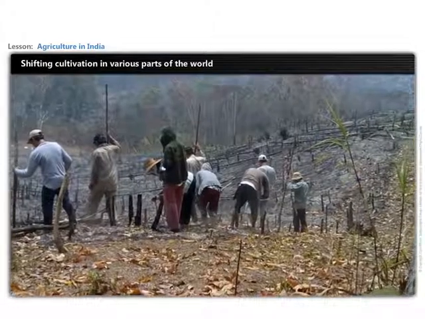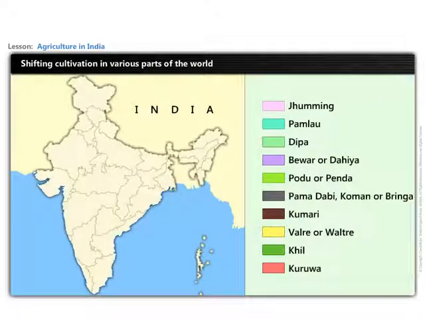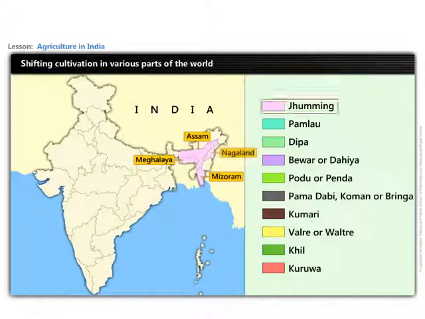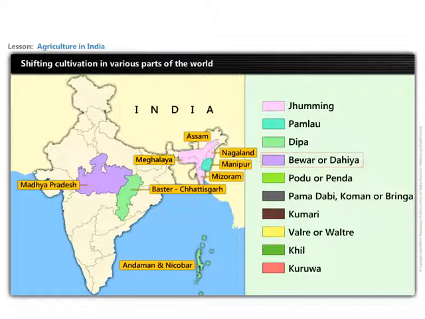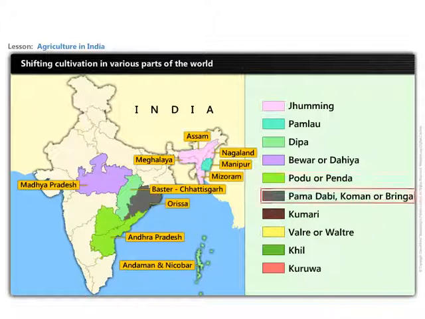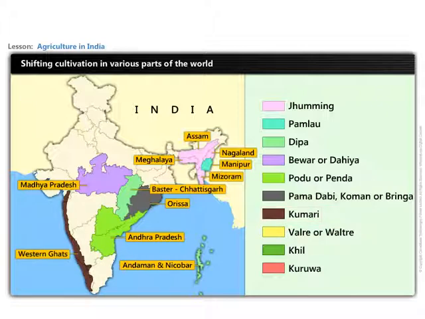Shifting cultivation is known by various names in different parts of the country, such as Jhuming in Assam, Mizoram, Meghalaya and Nagaland, Pamlou in Manipur, Dipa in Bastar district of Chhattisgarh and Andaman and Nicobar, Bewar or Dahiya in Madhya Pradesh, Podu or Penda in Andhra Pradesh, Pama Dabi, Koman or Bringa in Orissa, Kumari in Western Ghats, Walre or Waltre in southeastern Rajasthan, Khil in Himalayan belt, Kurwa in Jharkhand.